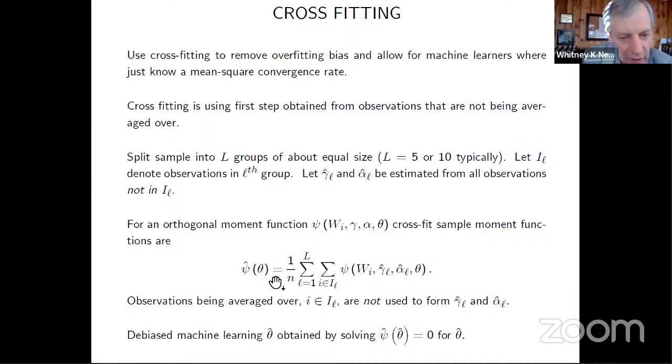And then in this average, the WI here is different than the data used here. That's good for bias reduction, and it makes the asymptotics a lot simpler. Just a ton simpler when you have different data here than you have here. What it's doing is it gets rid of everything but a mean square rate. It gets rid of all the regularity conditions for these estimates except a mean square rate. And so it's just fantastic, actually. It's really great.